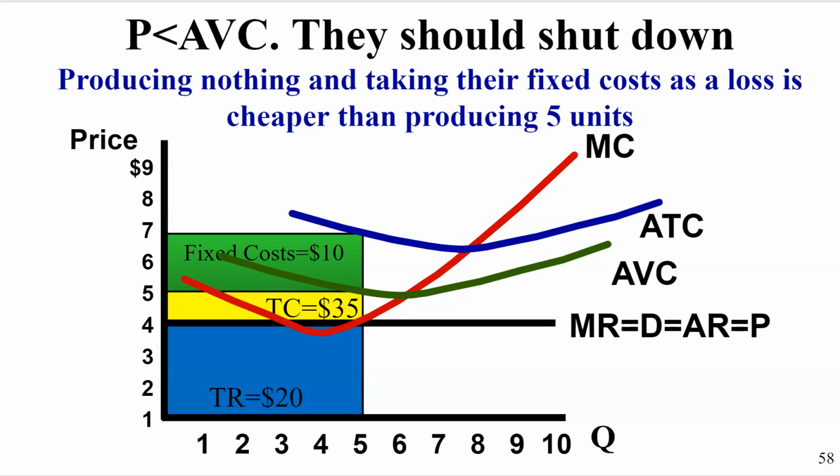In producing nothing, you're able to renegotiate and take fixed costs as a loss. That's going to be cheaper than producing additional units and doing so with even greater losses that are going to be piling up for you.